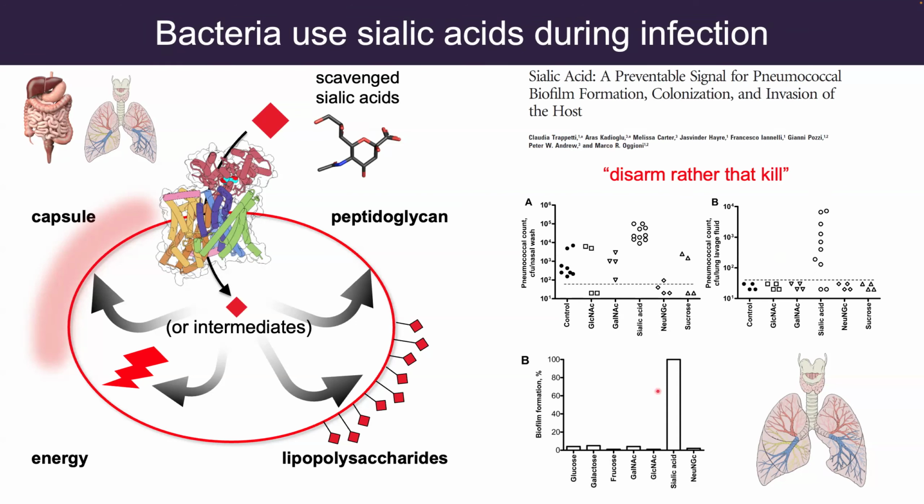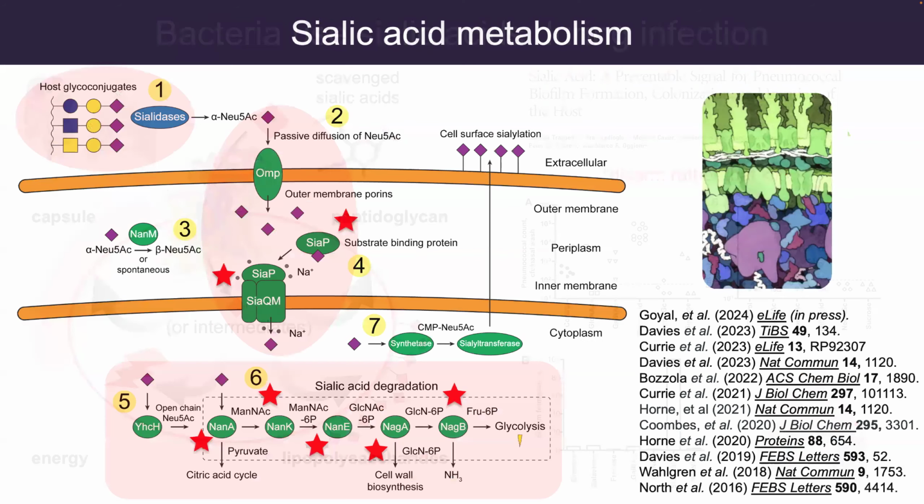And not only that, the sialic acid was promoting biofilm formation where the other amino sugars weren't. So that hints that actually sialic acids are probably important for pathogens. And these types of experiments have been done with other types of pathogens as well. So that's what got us going to explore sialic acid.